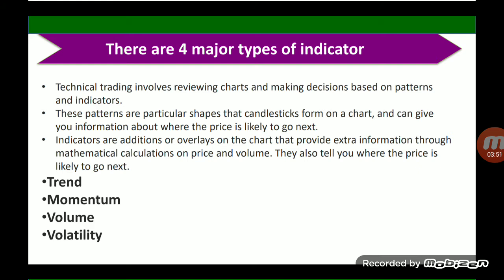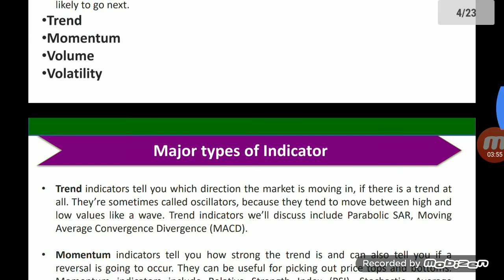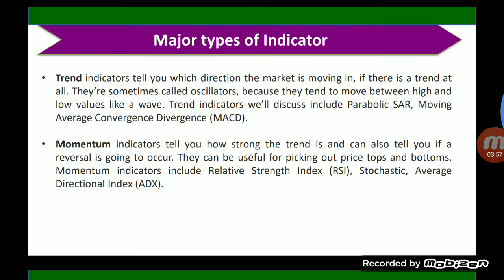So these are the 4 categories: trend, momentum, volume, and volatility. Let us discuss them one by one, and later on we are going to discuss the indicators actually. These are the 4 categories under which we can classify all the indicators.